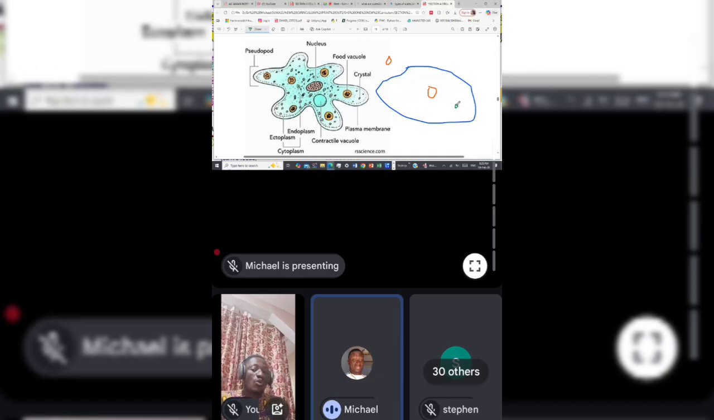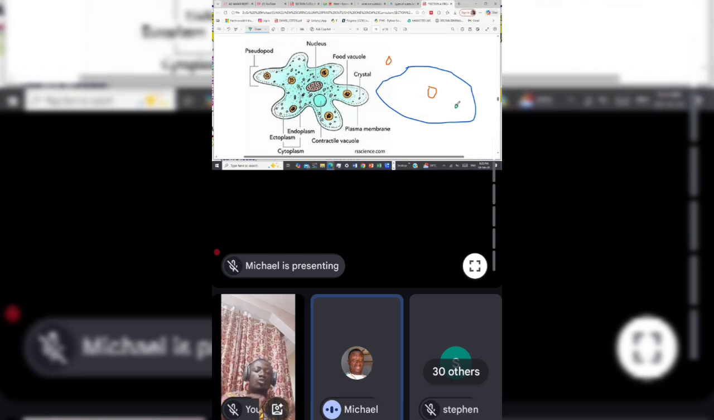So what they do is that their contractile vacuole takes water into the amoeba. If there's enough water in the amoeba, it will also leave. I'll explain that shortly when we reach excretion, so I'll not go there.